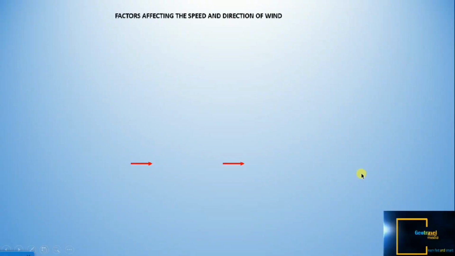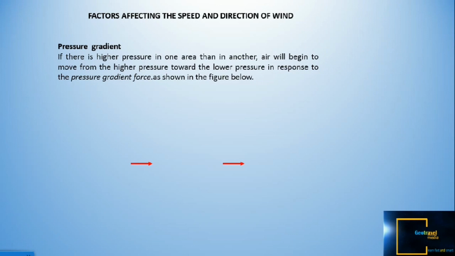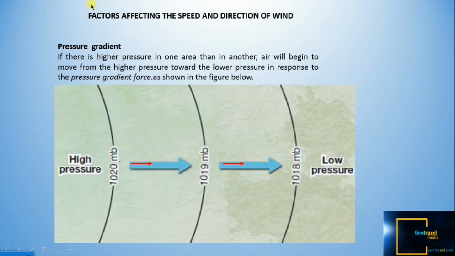Let us look at the factors affecting the speed and direction of wind. The first factor is pressure gradient. If there is high pressure in one area and lower pressure in another, air will begin to move from the higher pressure toward the low pressure in response to the pressure gradient force, as shown in the figure below.